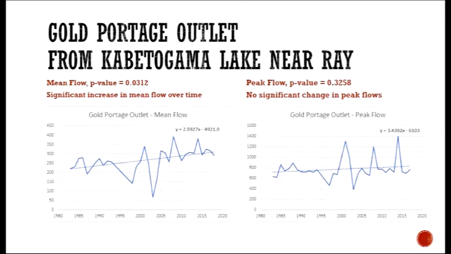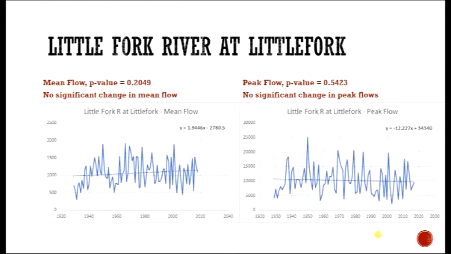On the left graph, you can see that the mean flow has increased over time. On the right graph, you can see that the peak flow has not changed significantly. On the left graph, you can see that the mean flow has not changed over time, and on the right, the peak flow has not changed significantly over time as well.